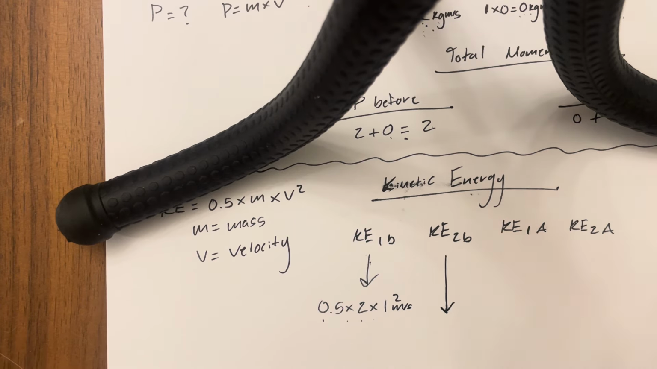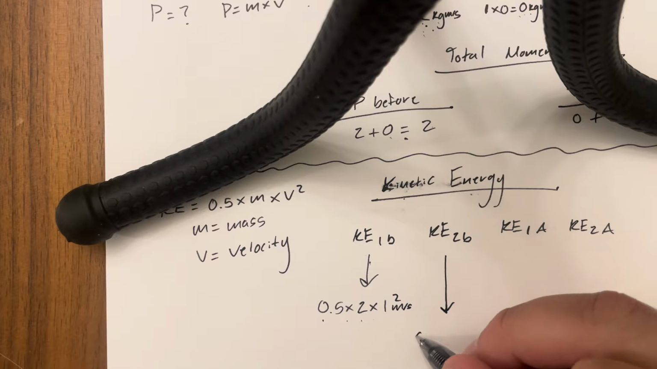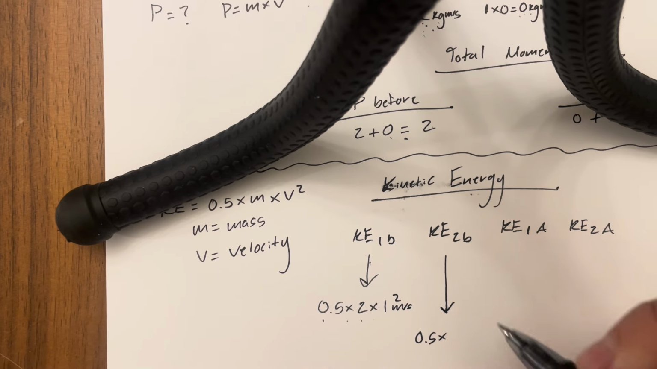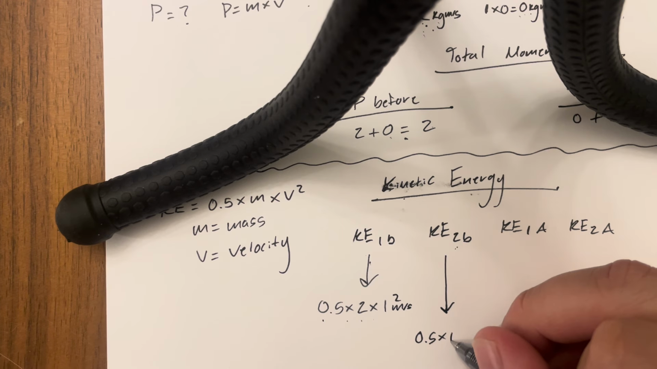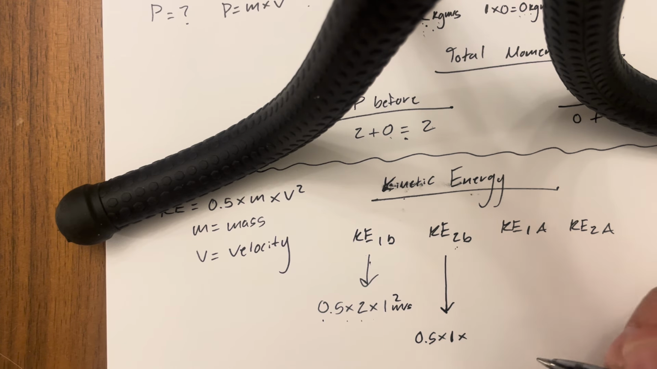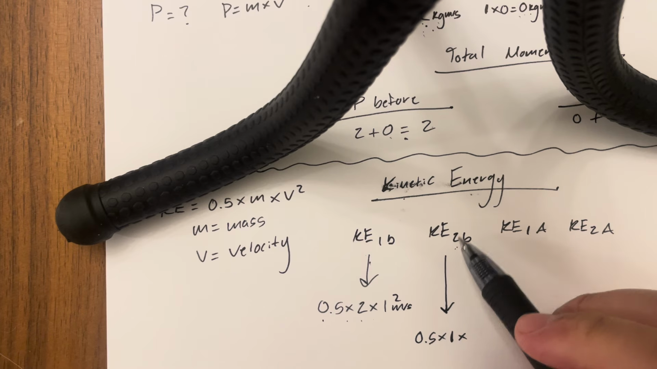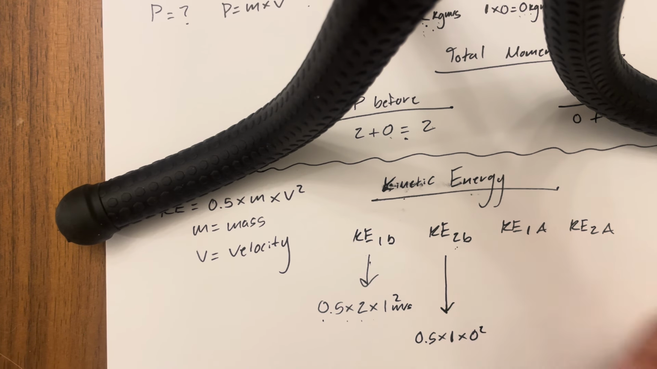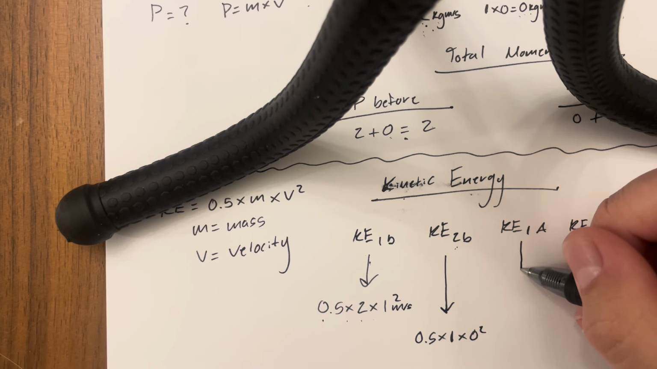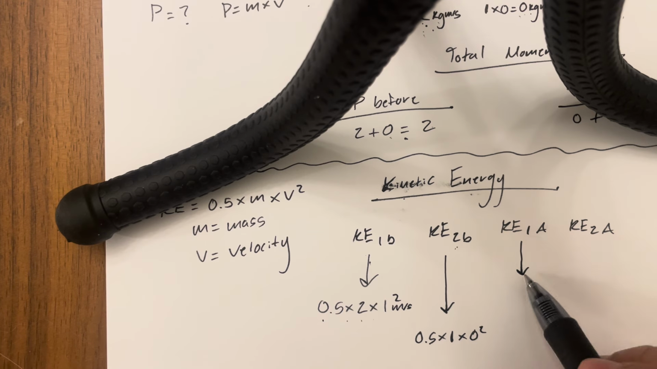Okay, let's go to this one. I'm going to pull it down a little bit more. Same thing, 0.5 times the mass. The mass of object 2 was 1 kg, times the velocity before, which was 0, squared. Make sure we're squaring that velocity. All right, let's do the next one. I'm going to stagger them here so that we have some space.